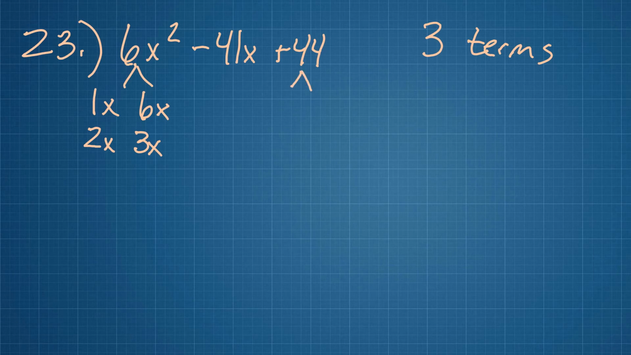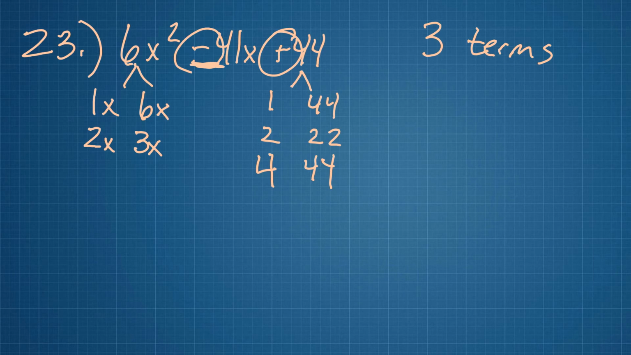44. I could have 1 and 44. I could have 2 and 22. I could have negative 4 and negative 44. Or I mean positive 4 and 44. Because I have a positive here, but a negative in the middle, I think all these are going to be negative. Because a negative and negative will give me a positive. That's the only way it's going to add up to be a negative.